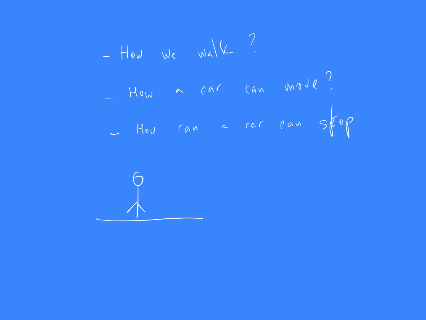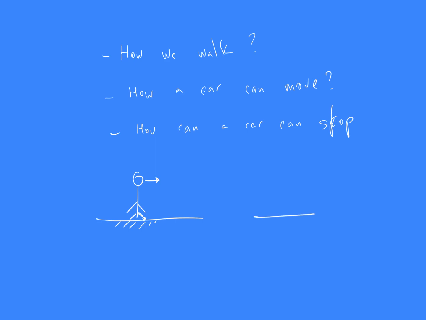This is me or you. This is the floor. The only way that my feet can make a force on the floor is if there is a friction force. If there is no friction force, I cannot make a force on the floor. Then the force cannot be on me. It's the principle of action and reaction. So we can walk thanks to the friction force.